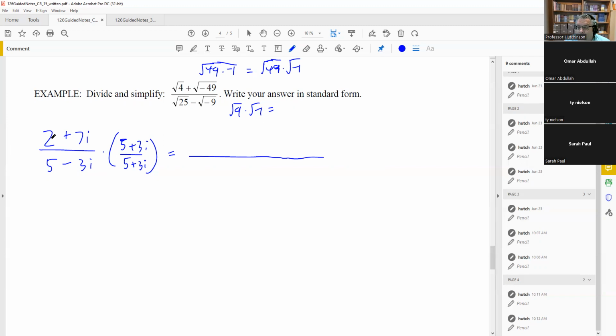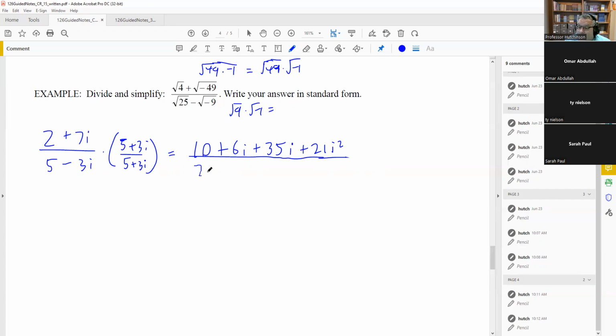Let's do the top first. 2 times 5 is 10. 2 times 3i is 6i. Now we're going to do 7i times 5. So that's plus 35i. And then we're going to do 7i times the 3i. We get 21i squared. Okay.